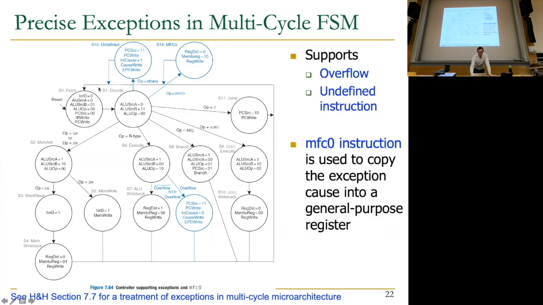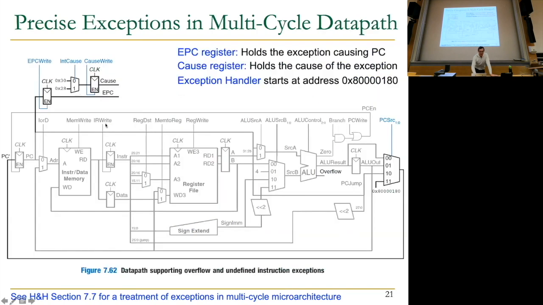So as a result, MIPS architecture adds a special instruction, MFC0. It's a terrible name. You can read the book to figure out what that is, but it's, I think, move from coprocessor 0. It's a messy name, basically. But it's used to copy the exception cause into a general purpose register. This special instruction takes this cause and copies it into a general purpose register. I'm going to show the modifications to the data path after this.